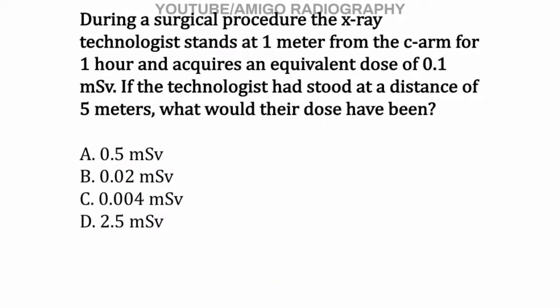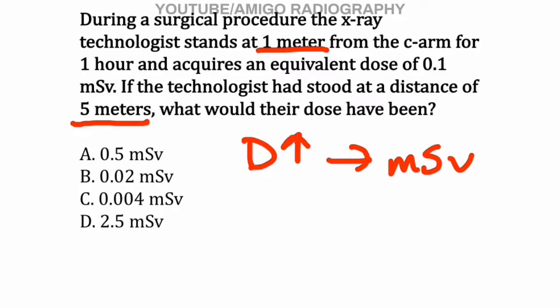Here's another question. During a surgical procedure, the X-ray technologist stands at 1 meter from the C-arm for 1 hour and acquires an equivalent dose of 0.1 millisieverts. If the technologist had stood at a distance of 5 meters instead, what would their dose have been? So again, remember the fundamental ideas of the inverse square law. In this case, the technologist would be moving from 1 meter and hypothetically out to 5 meters, so our distance is increasing. And if our distance increases, then we know the dose, in this case, which is represented by millisieverts, must decrease. If the distance is increasing, the millisieverts or the dose must decrease.